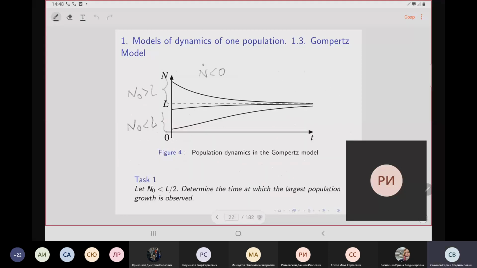Okay, the first task for you: let n0 be less than a half of L. Determine the time at which the largest population growth is observed. So what is the maximum of n dot? What is the time at which there is a maximum of n dot?